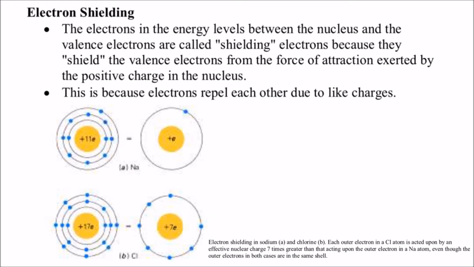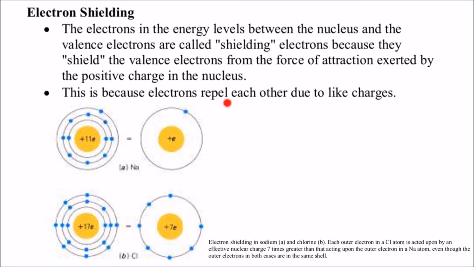Okay, so let's talk a little bit more about electron shielding, alright? The electrons in the energy levels between the nucleus and the valence, or outer energy level, are called shielding electrons because they shield the valence electrons from the force of attraction exerted by the nucleus, or the protons within the nucleus.